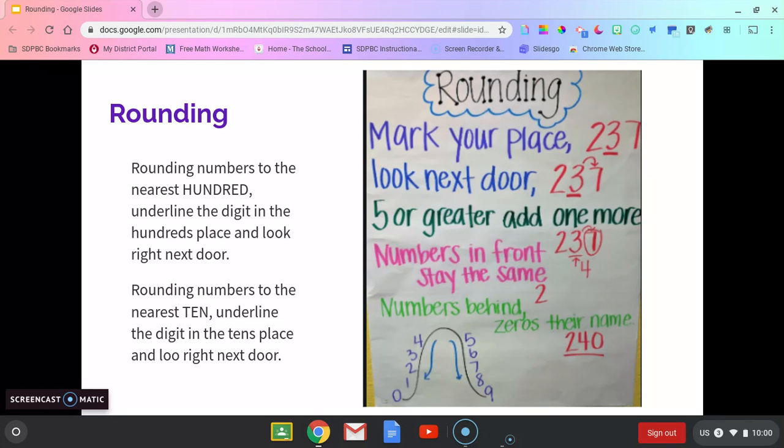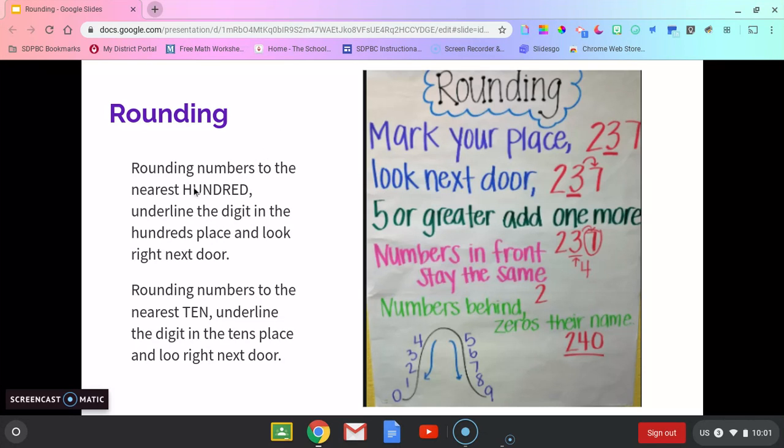So when we're rounding numbers to the hundreds place, or to the nearest 100, we're going to underline the digit in the hundreds place, and we're going to look right next door. You guys, we have to really pay attention to what it's asking us to round to. Is it asking us to round to the hundreds place, or is it asking us to round to the tens place? Because that's where it can get tricky.